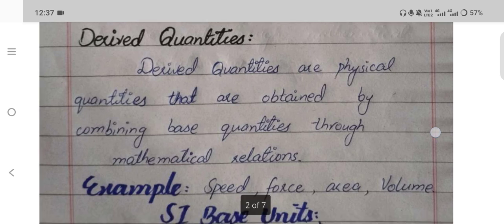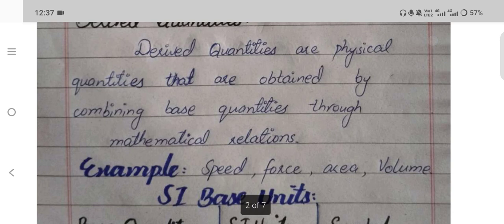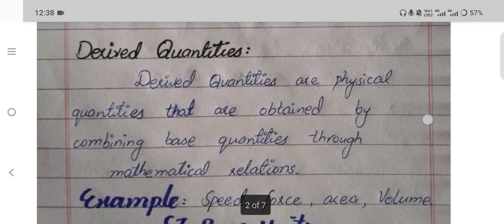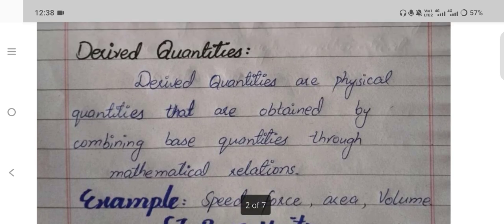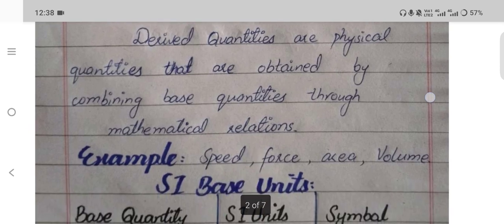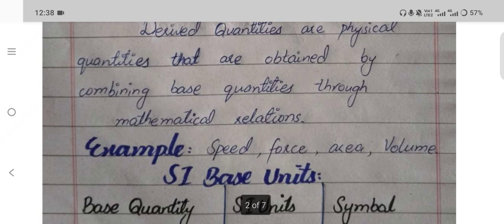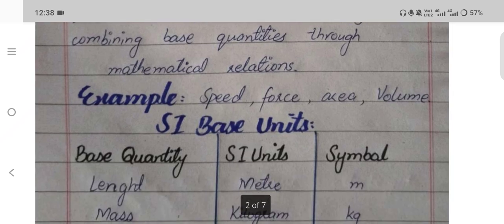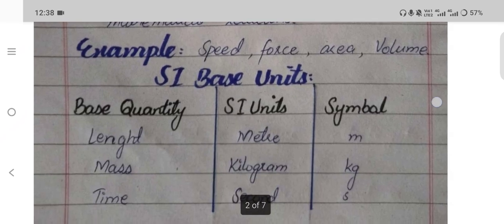Derived quantities are the physical quantities that are obtained by combining base quantities through mathematical relations, and that are dependent. Here we have speed, force, area, and volume, and these are the derived quantities.